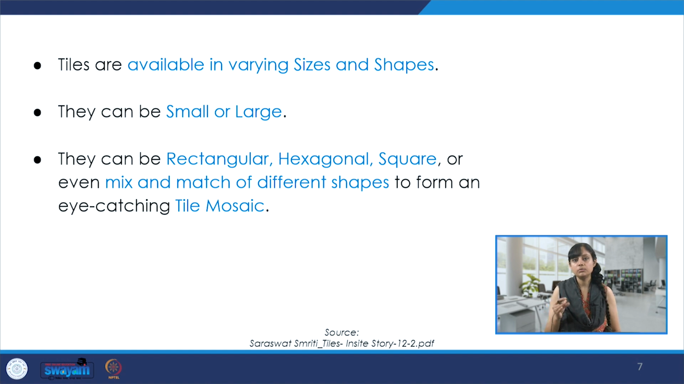So tiles are available in varying sizes and shapes. They could be small or they could be large and they could be rectangular, hexagonal, square, and they could also be a mix and match of different shapes. We could also create a sort of tile mosaic and different kinds of patterns by permutation and combination of these different kinds of tiles, small or large, and the varying shapes that we see on the screen. They could also be custom made.